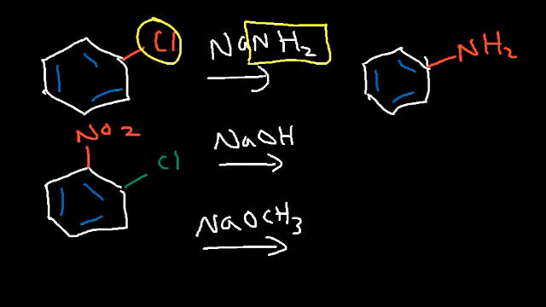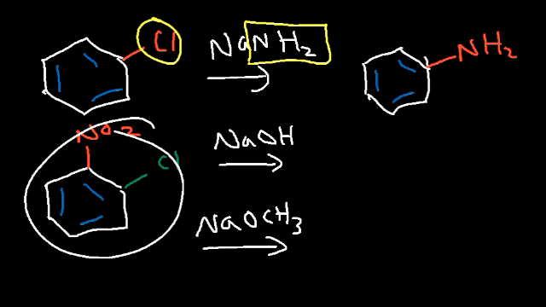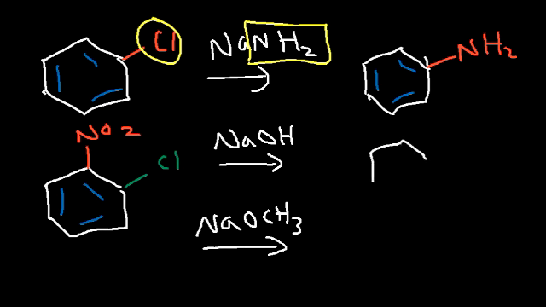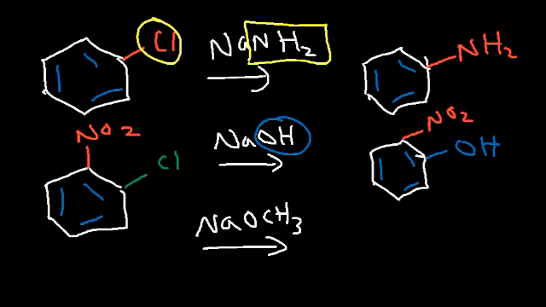Now, for the second reaction, we're going to react the second compound on the bottom with NaOH. So all we need to do is replace the Cl with the nucleophile, the OH. And so the NO2 is going to remain there. And for the last one, we just need to replace the Cl with the nucleophile, which is OCH3, the methoxide ion.